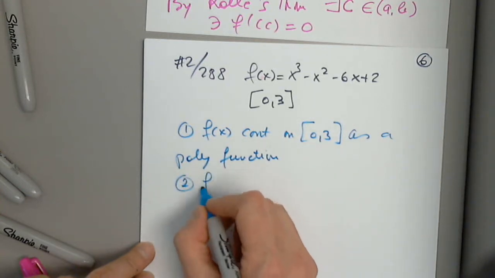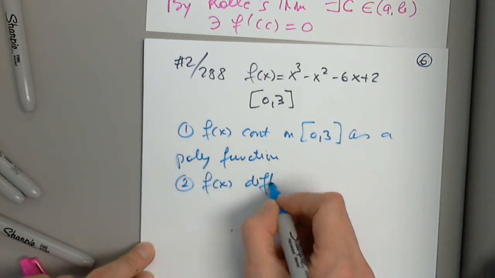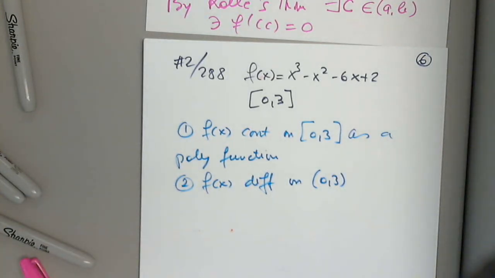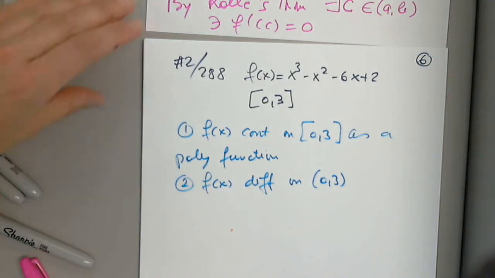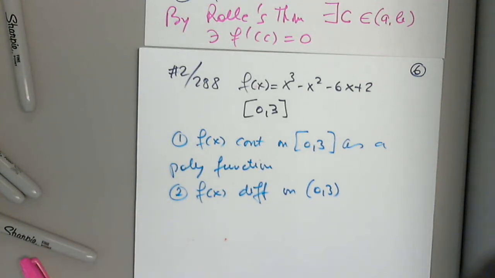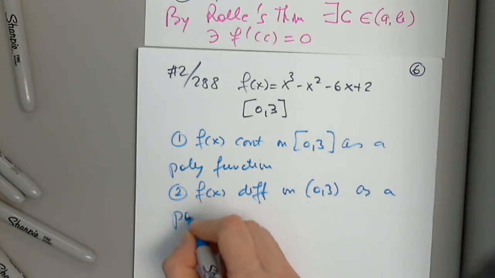Two, f of x is differentiable on (0, 3) at least. Why? Not because it's continuous, because we know that functions that are continuous are not necessarily differentiable, but for the same reason: it's a polynomial function. There are no restrictions with polynomials.